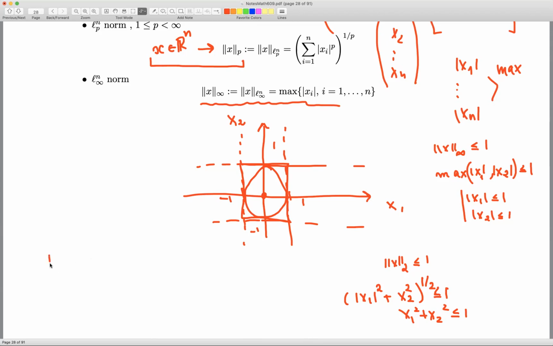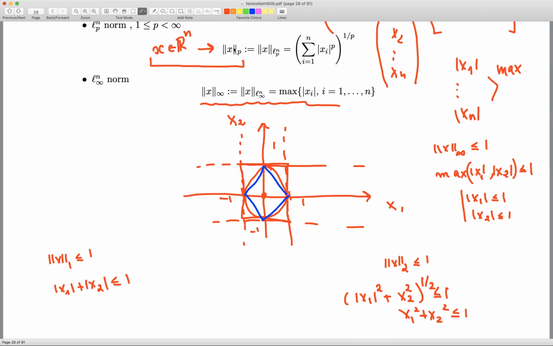And then what will be the L1 ball? The L1 ball is the set of all x's for which the 1 norm of x is less than or equal to 1, which means the absolute value of x1 plus the absolute value of x2 is less than or equal to 1. If you write this down, it will turn out that this is a square rotated this way. So this is one line here, the second line here, here, and here. This is the unit ball of L1.